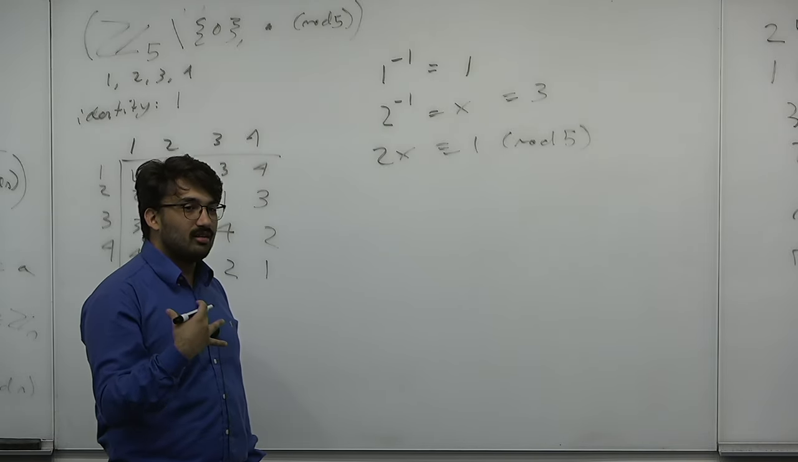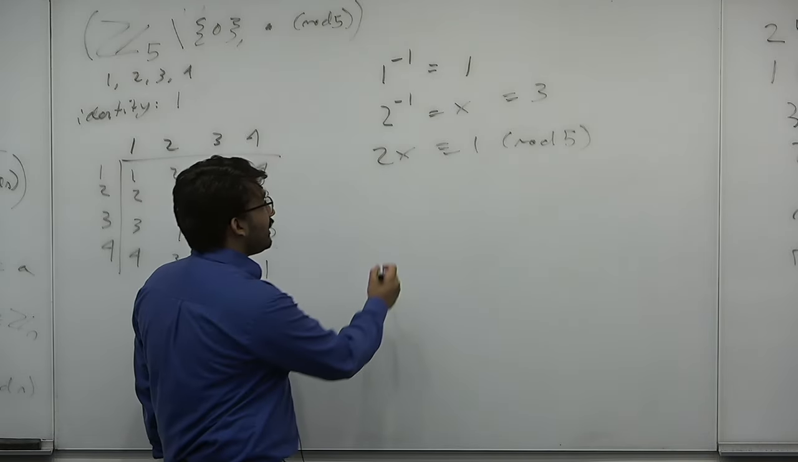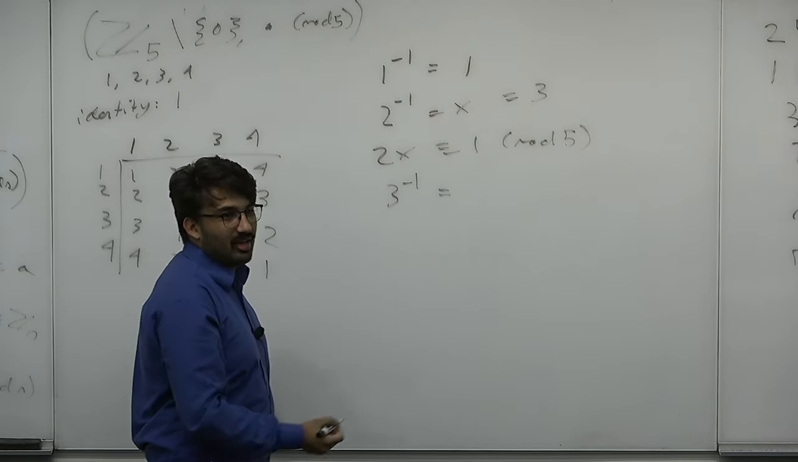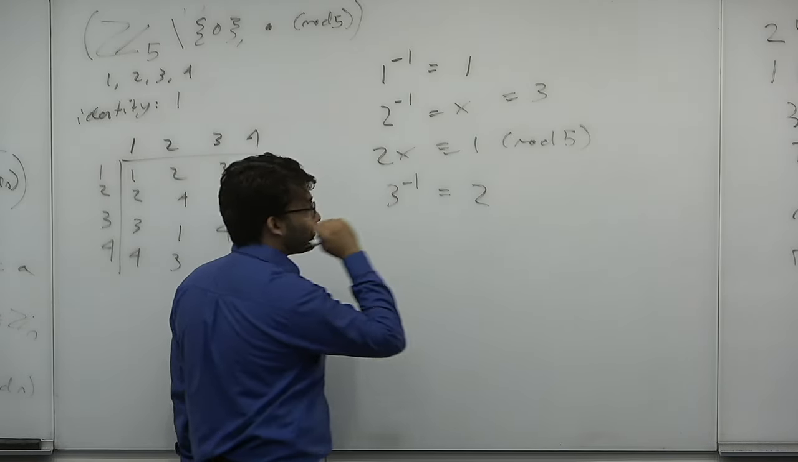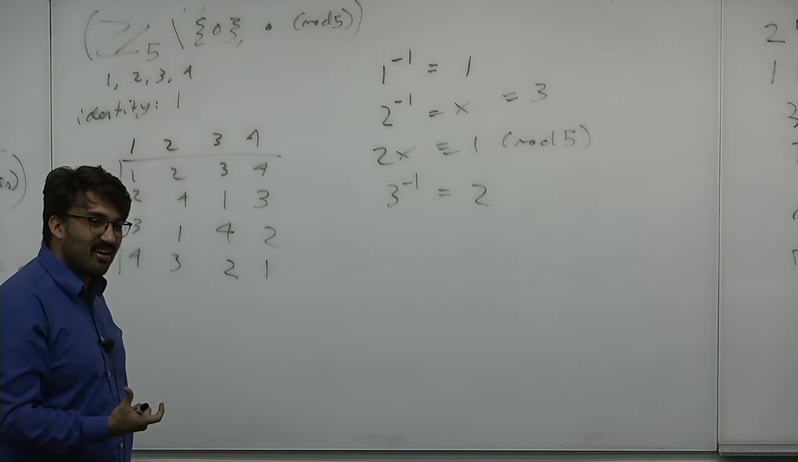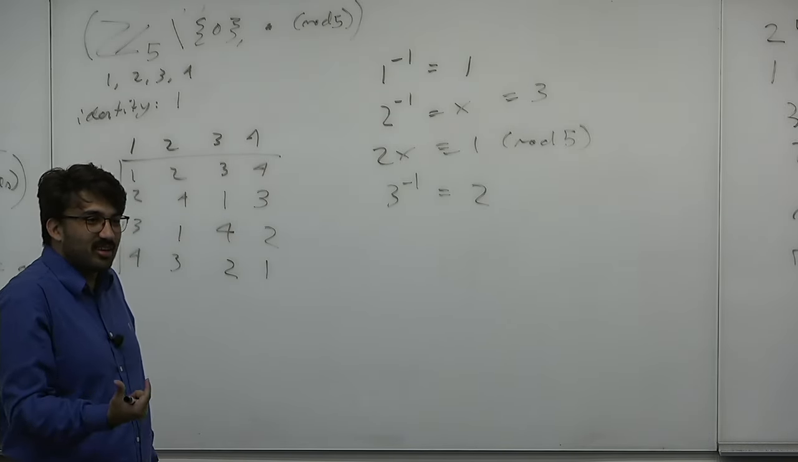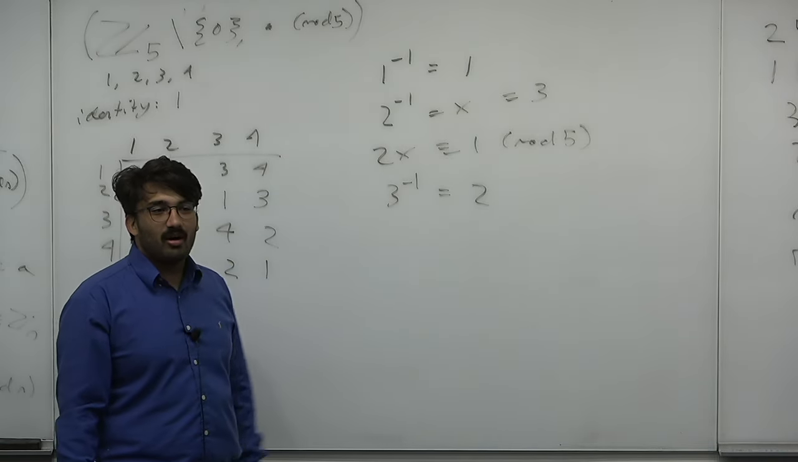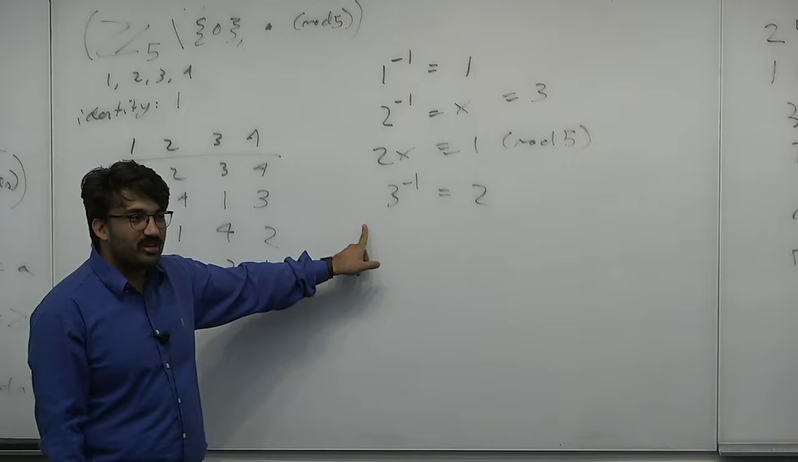We're working within Z5. What is the inverse of 3 then? 2? Yeah. The inverse of the inverse is the original. We get all the same nice symmetric properties that numbers have, but we're not working in the natural numbers. We're working in a toy, you know? Why? Because 2 times 3 is 6 mod 5 is 1. The inverse of 3 is 2.